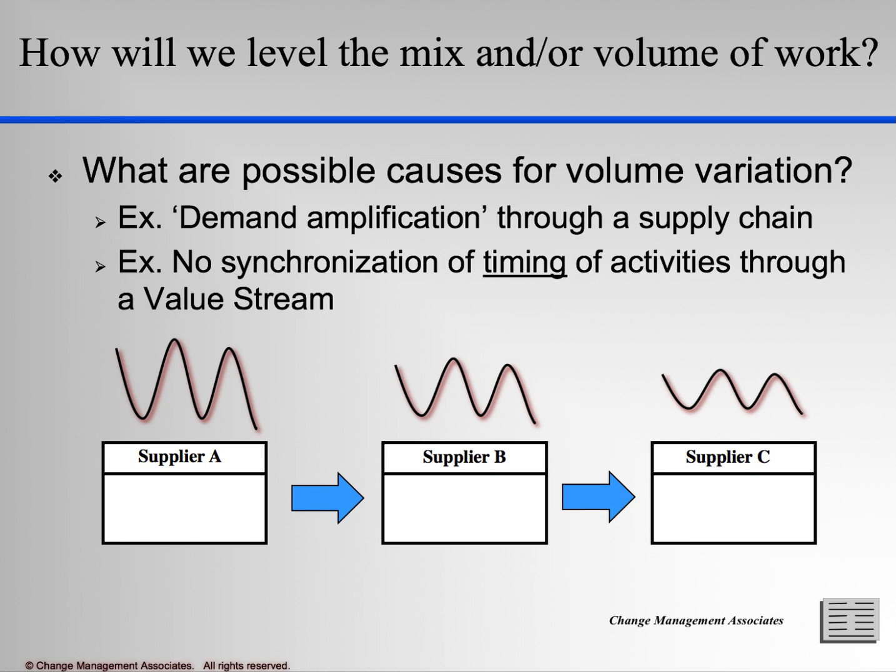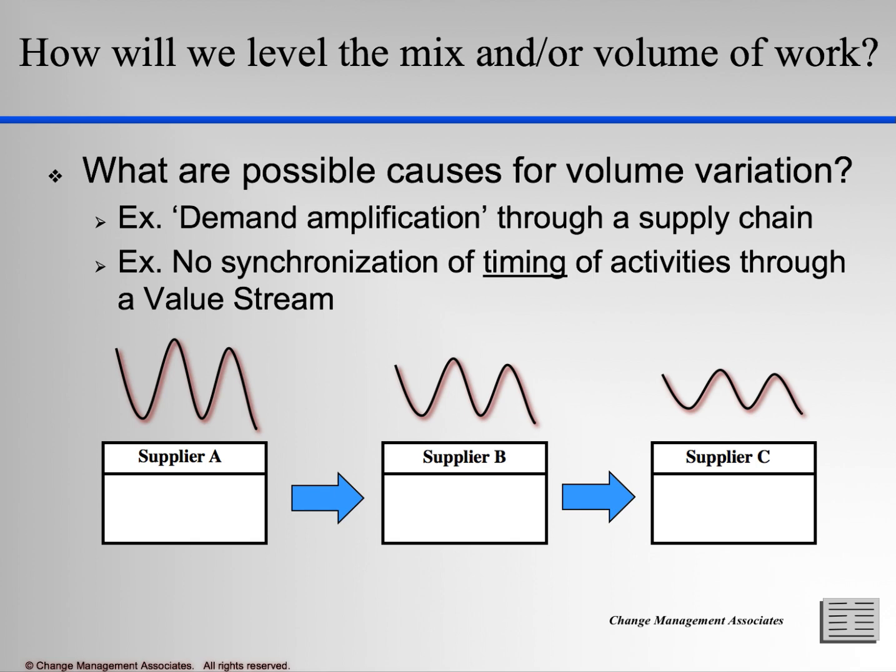We will discuss the mix of work a little bit later in the presentation. Another possibility is what is called demand amplification, or the bullwhip effect. Errors in forecasting and scheduling at one point of the value stream can have a snowball effect going back upstream. This often is what happens through supply chains of different suppliers. Large batch processing at one point of the value stream can also cause this.